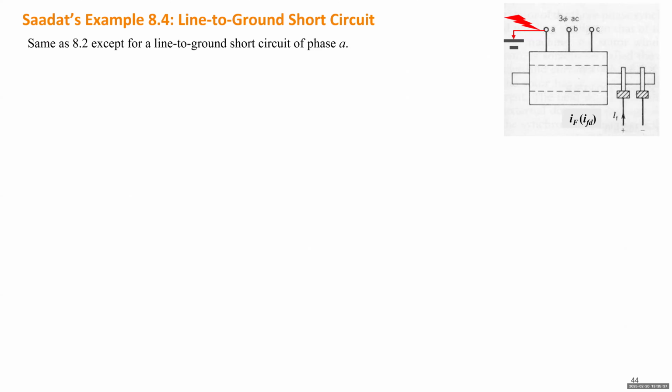The next example from Sadet's book talks about another unbalanced fault. It's a line to ground fault. For line to ground fault, we assume only phase A has a short circuit to the ground.